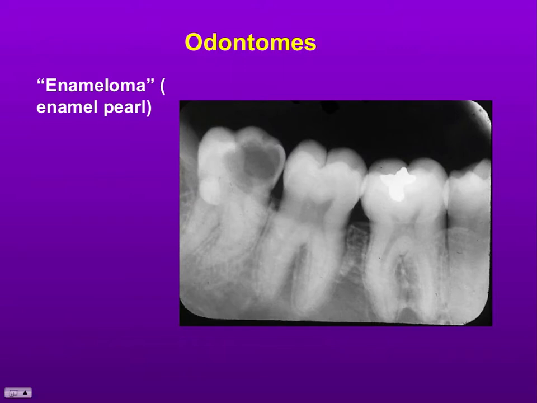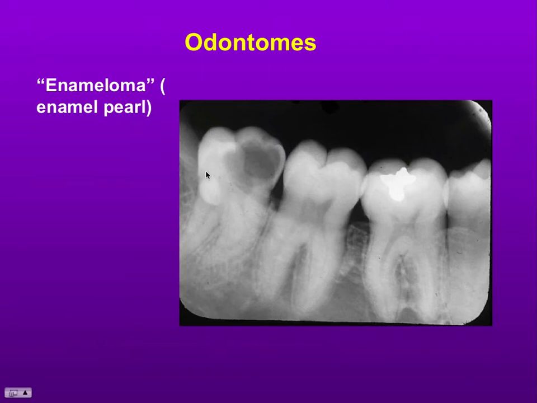Let's move on to a group of conditions called odontomes. Odontomes include something very simple, and that's the enamel pearl. If you look at this patient's radiograph, apart from the gross caries in this lower 3rd molar, you may notice this little rounded radiopacity overlying the root. This is a projection of the tooth, a little bit of dentine core, but with a surface layer of enamel.